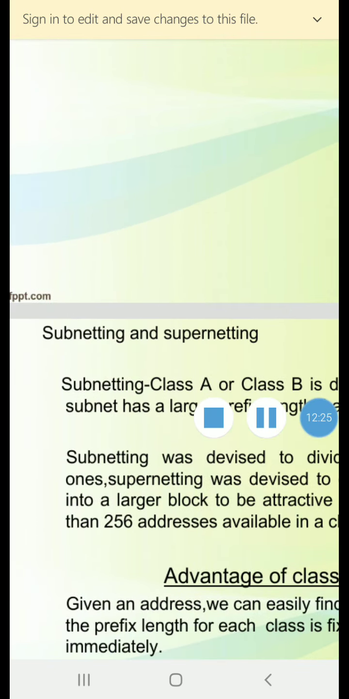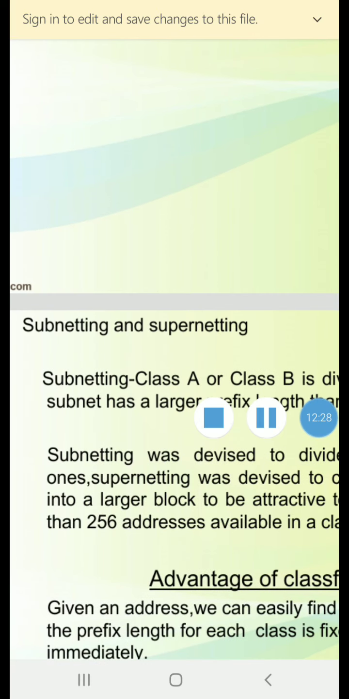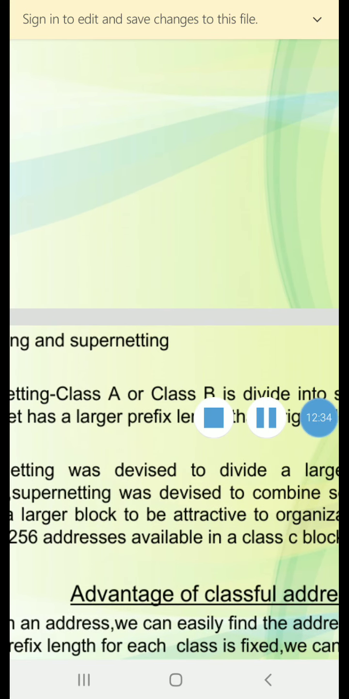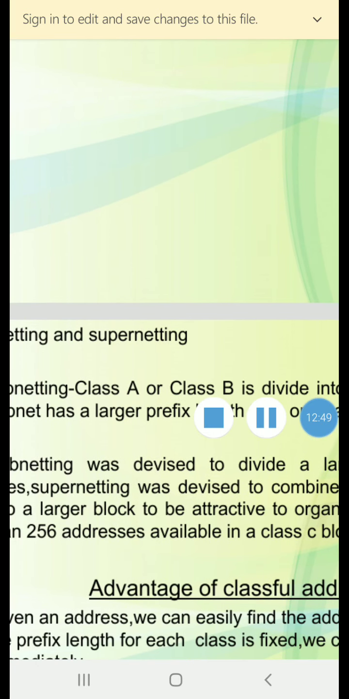So next we'll see about subnetting and supernetting. The address depletion was eliminated using subnetting and supernetting. In subnetting, class A or class B is divided into several subnets. Each subnet has a larger prefix length than the original network. For example, if a network in class A is divided into 4 subnets, each subnet has a prefix of n sub equal to 10. At the same time, if all of the addresses in a network are not used, subnetting allows the addresses to be divided among several organizations.